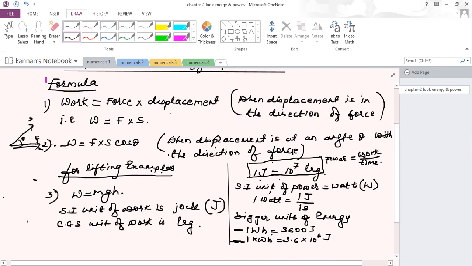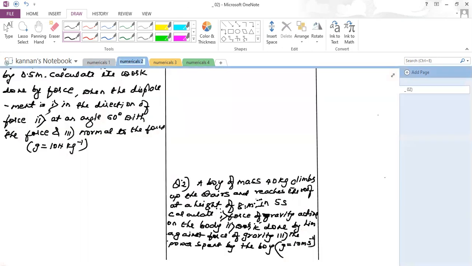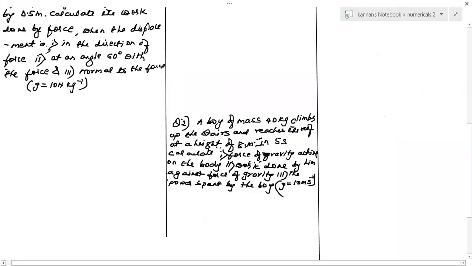After going through these formulas, let us try to solve some problems. So we start with the first one, children, look at it.